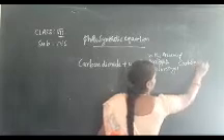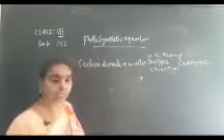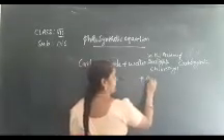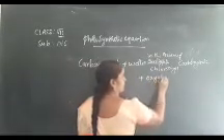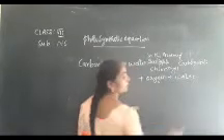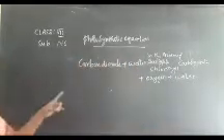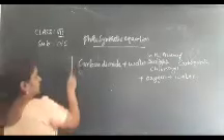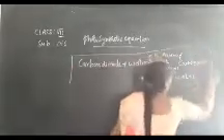Carbohydrates plus oxygen. Oxygen is being released. Plus oxygen plus water. This is the photosynthetic reaction. So note down this.